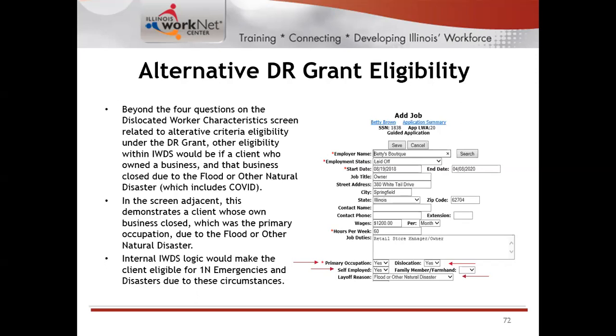So if you read into the details, it talks about, for the alternatives criteria under the DR grant, other eligibility with an IWDS would be if a client who owned a business and that business closed due to flood or other natural disaster, which under this case, the COVID falls into that criteria. So in the adjacent screen, this demonstrated a client whose own business, which was primary occupation, due to flood or natural disaster, closed. So some of the things for internal logic, it would have primary occupation would be a yes, self-employed a yes, dislocation a yes, and then flood or natural disaster. Those are things, and it's going to get picked up under the 1N alternative criteria for emergency disasters due to this.